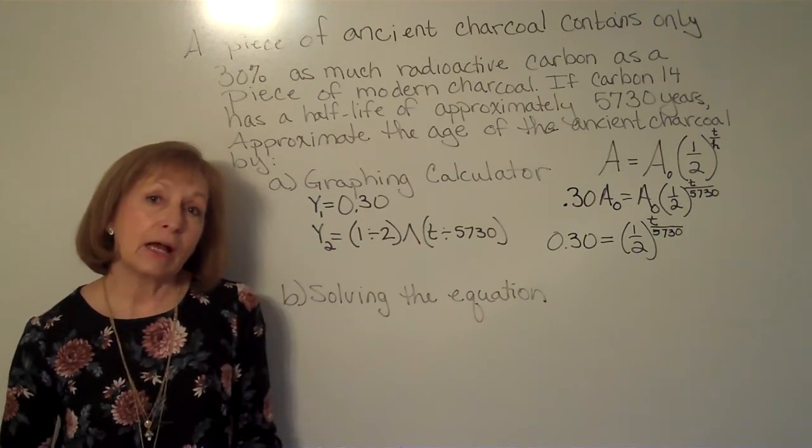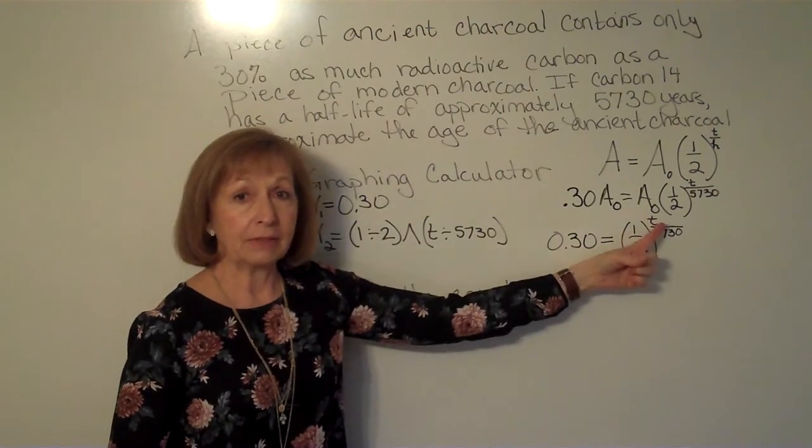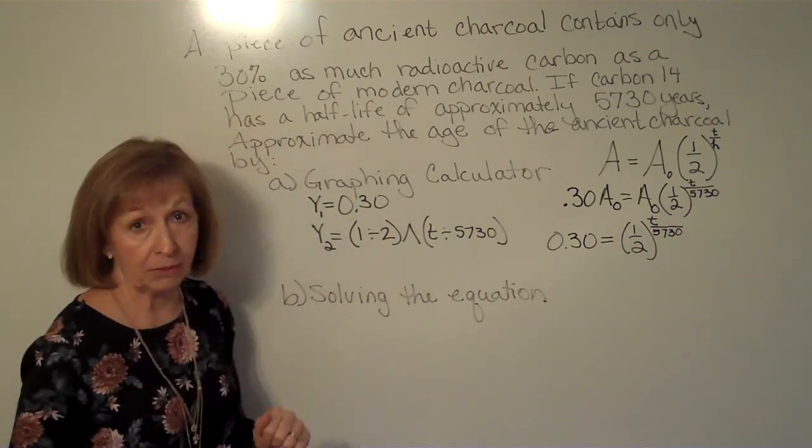Now what we're going to do is find out where these two graphs intersect, because where they intersect is where they would be equal, and that would give me the value there. And I do need to make one correction.